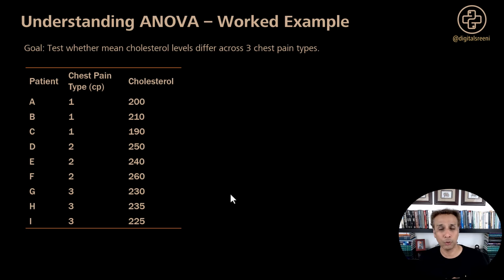Again, we are going to jump into our code to look at the actual data, but when you work this out by hand, I think it makes more sense, and then you can use Python for large data. So the goal is to test whether mean cholesterol levels differ across three chest pain types: type 1, type 2, and type 3. There are different patients, and for each patient you have a cholesterol level. This is synthetic data, so I have a mean of 200 for type 1, a mean of 250 for type 2, and a mean of 230 for type 3.